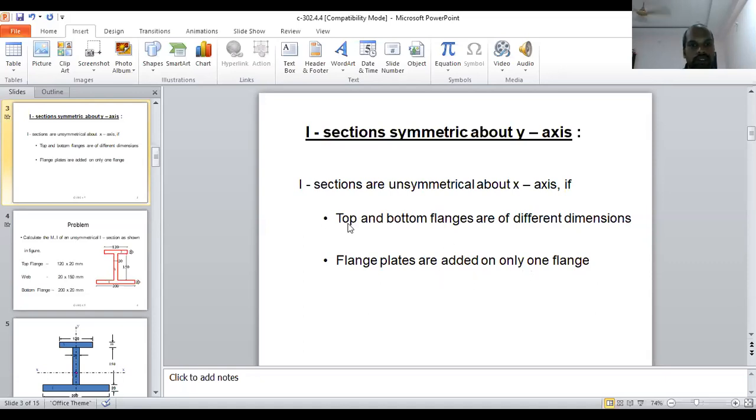So that is what it says: top and bottom flanges of different dimensions. The next one is flange plates added on only one side. Obviously, if plates are added on only one side, it will become unsymmetrical. Now let us see this problem.